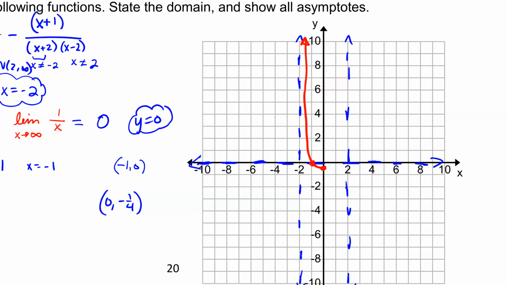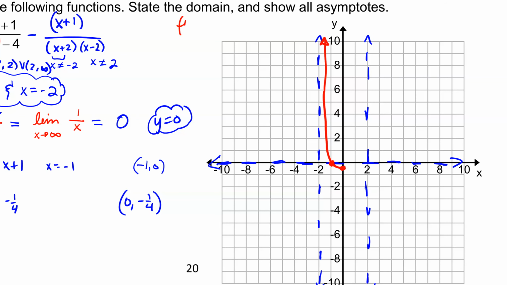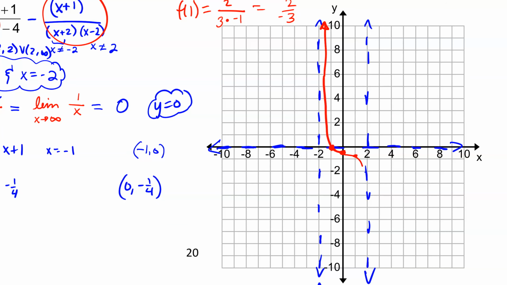Yeah. I'm gonna plug in 1. Just plug in 1. F of 1. So this is 1 plus 1 is 2 over, let's see, I'm plugging into this right here. 1 plus 2 is 3 times 1 minus 2 is -1. So this is 2 over -3. Oh, so -2/3. Am I above or below -1/4? I'm below. Okay, so it's about right here. So it is going to be going down. Ready? You just connect them and follow the asymptote.